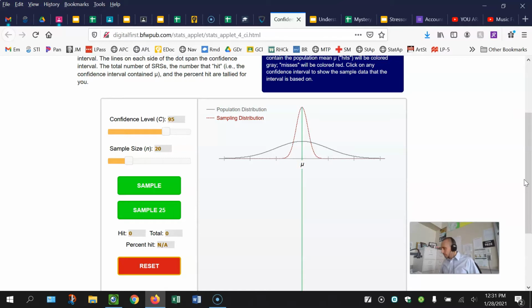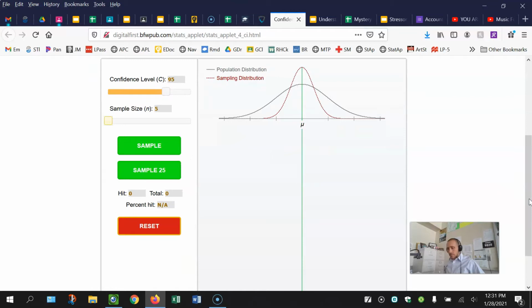So here goes. I'm going to set this to 95%, which I have it at. Sample size I'm going to bring down to 5. What I have here, this green line represents the true mean. That's my parameter. So I'm going to take a sample. This point is the point estimate. This black line segment is my confidence interval. And these dots represent the actual data values for my random sample of 5.